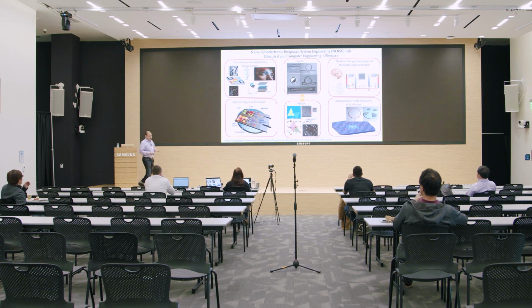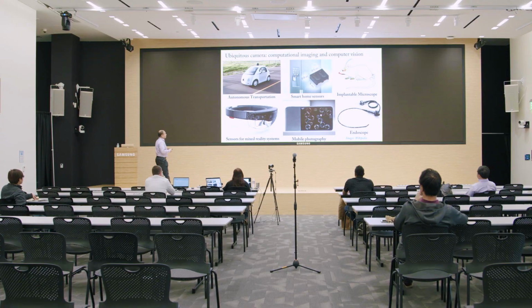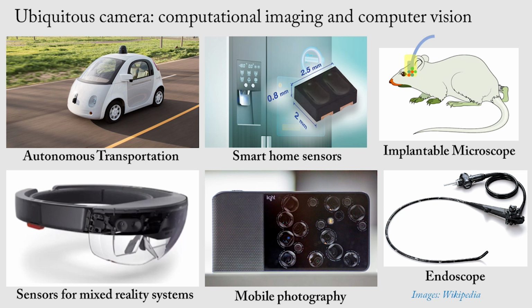So why do we care? We all know that the camera is everywhere, and it's going to be in more and more places. We know autonomous transportation and mixed reality systems require very good image sensors. These image sensors have to be small, but also have to make decisions very, very fast, consuming very low power. There are also applications in smartphone mobile photography, and in biosensing. You have to make very, very small optics.